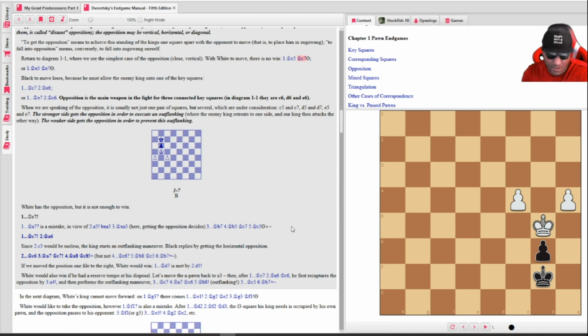White has the opposition, but is it enough to win, guys? Is it enough to win? He has the opposition as black to move, and the answer is no. He does not have enough to win. The move actually is king to c7. King a7 is a mistake.